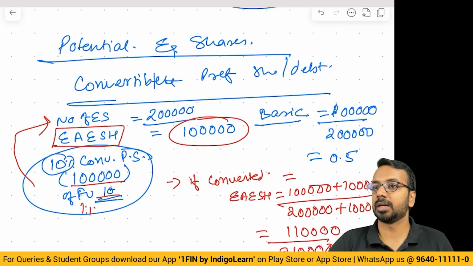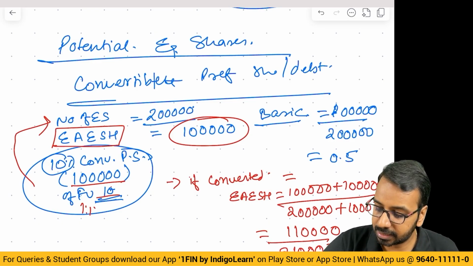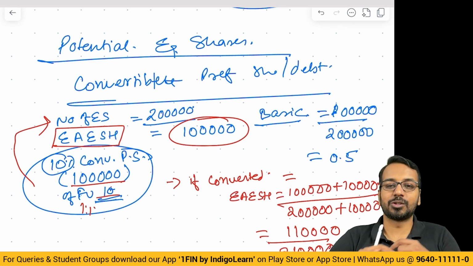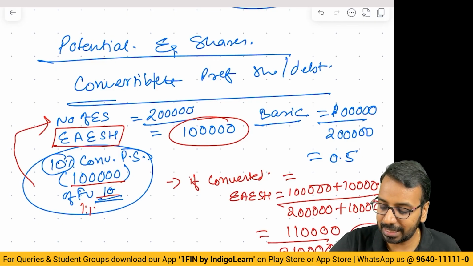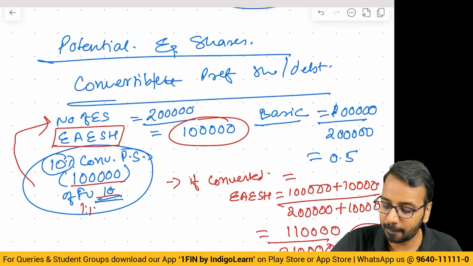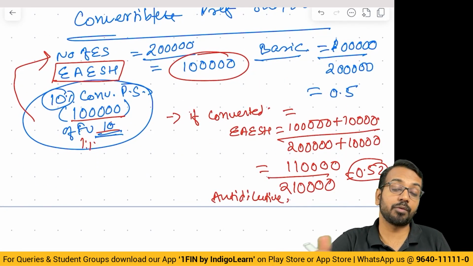So if you do the calculation, 1 lakh 10,000 divided by 2 lakh 10,000, it is 0.52. Oh, so when the preference shares got converted, earnings per share actually increased. So this is called anti-dilutive. So what could be the scenario when it is dilutive?